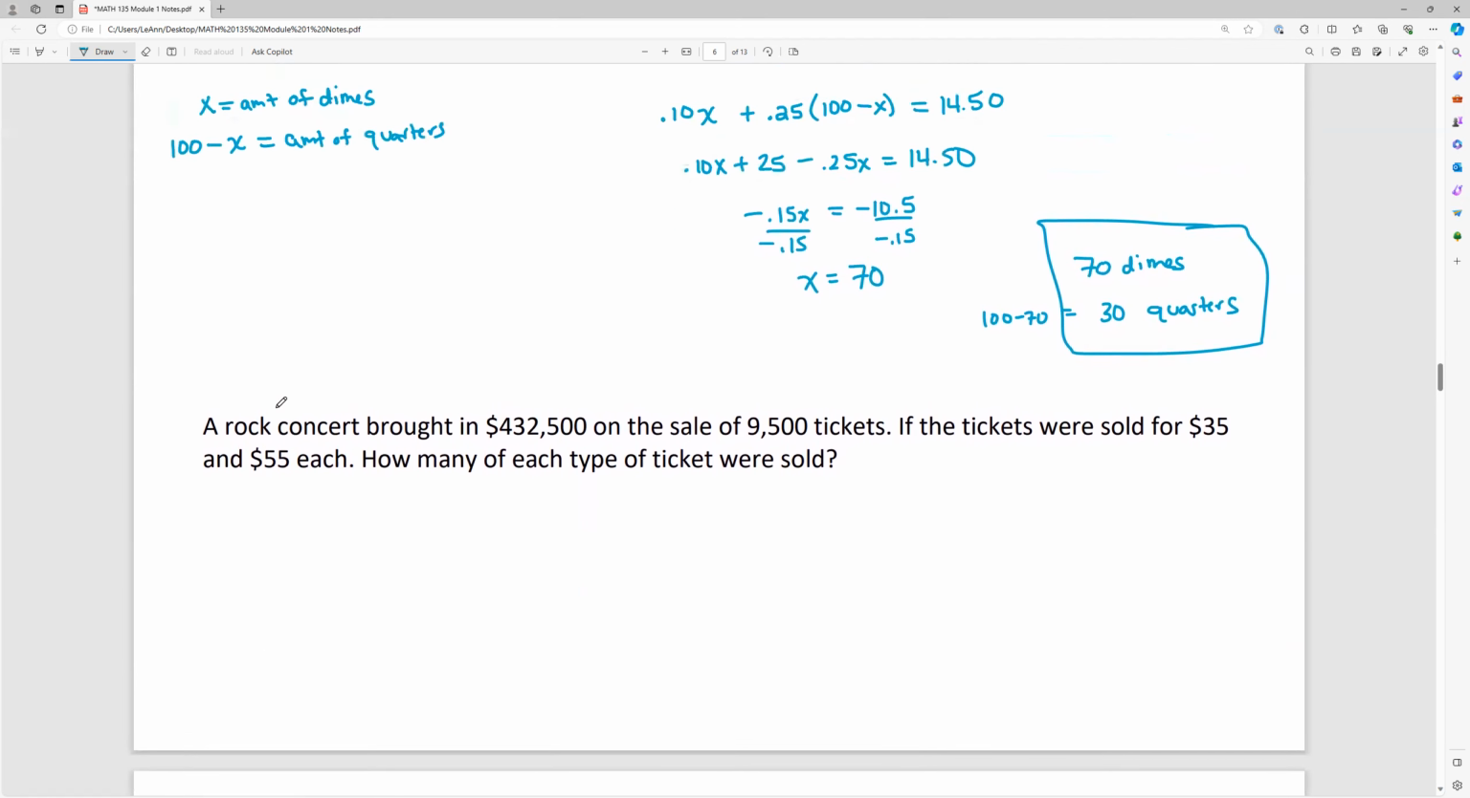All right, and then the last one from section 1.1. A rock concert brought in $432,500 on the sale of 9,500 tickets. If the tickets were sold for $35 and $55 each, how many of each type did we sell? So we didn't really give you what kind of tickets they are, so I'm going to do type A and type B. So X is going to be the number of A tickets because we don't really know anything else about them. And I don't want to use Y for B tickets, but I do know that there's 9,500 total tickets. So 9,500 minus however many type A's we have would be the number of the type B tickets.